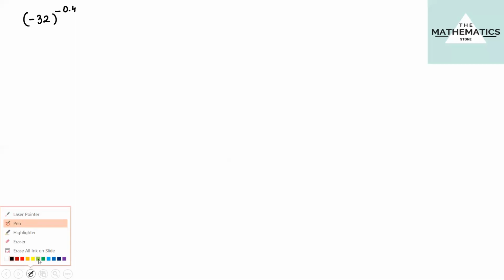Let's take color black. Let's see, you want to find out the value of negative 32 raised to exponent negative 0.4. So the very first step, I would recommend pause the video and try to solve it by yourself.